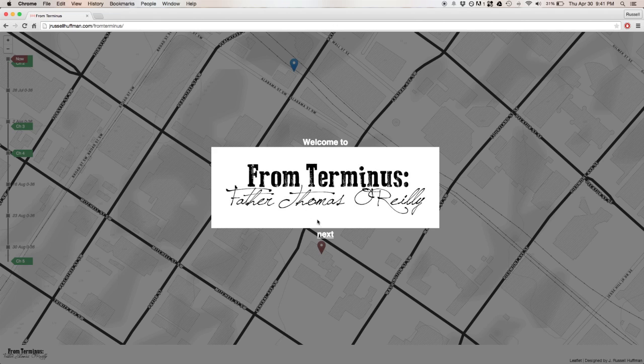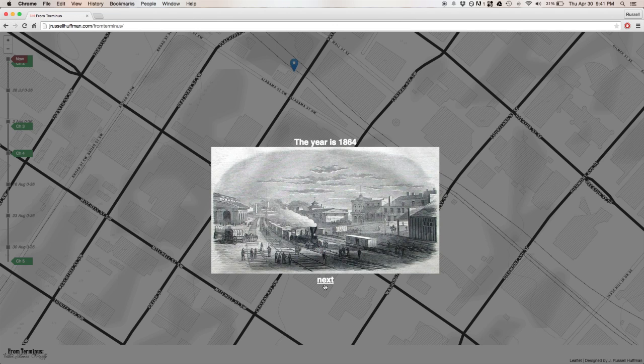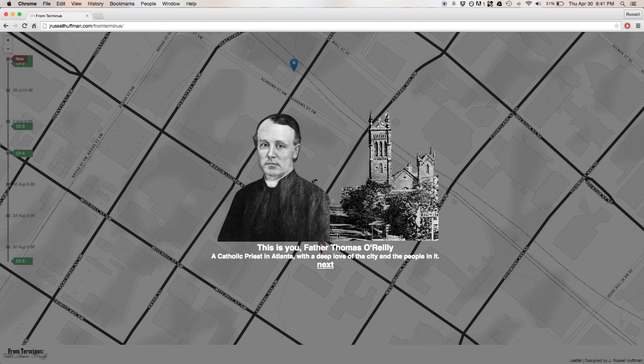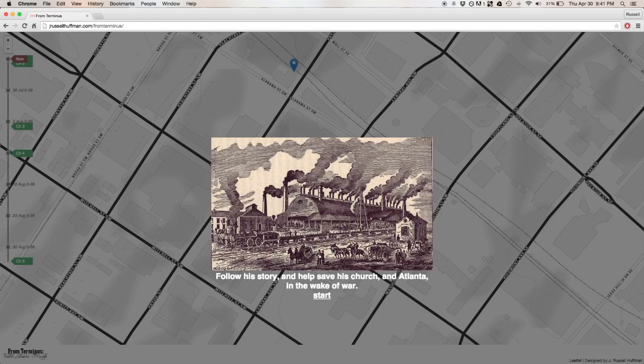So to start the simulation, we have a couple slides that essentially contextualize the story: this is the background, this is what is happening, the war is coming. We play as Father Thomas O'Reilly, and our goal is to essentially stop our church from being burned down.